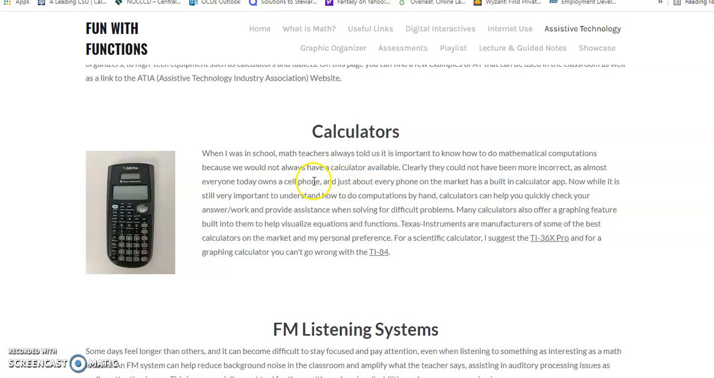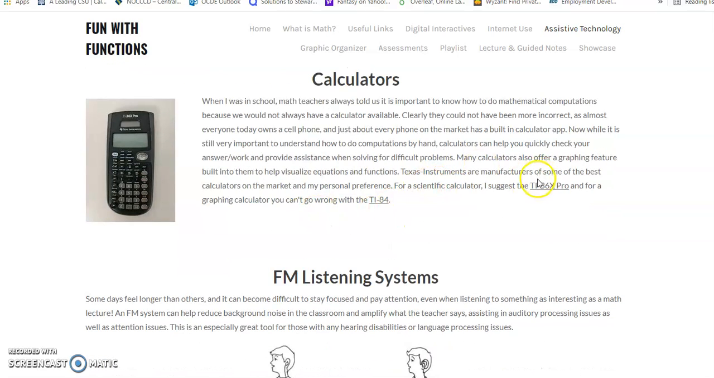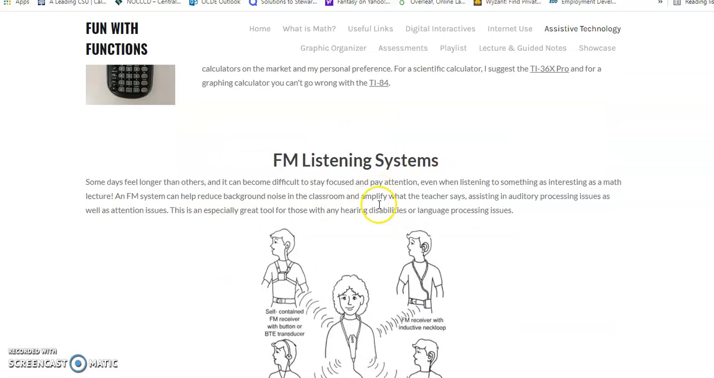Anyway, I gave some links to two good calculators, the TI-36X Pro and the TI-84. And I also explained how FM listening systems work.